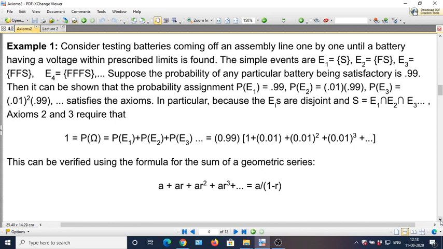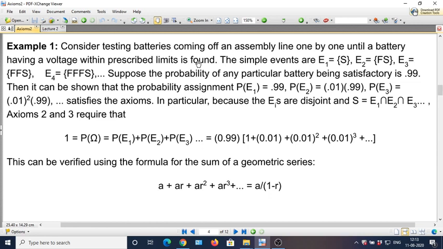Consider we are testing batteries and look for a battery whose voltage is within some prescribed limit. So what we do is we have a big bag full of batteries. We take one battery after another. Each one is a random experiment. We will call it sampling. For a given sample, we look at the voltage level of the battery, and if it is within the prescribed limit, we have a success. Until we get a success, we keep doing the sampling.